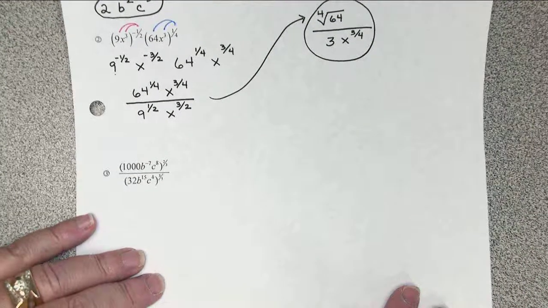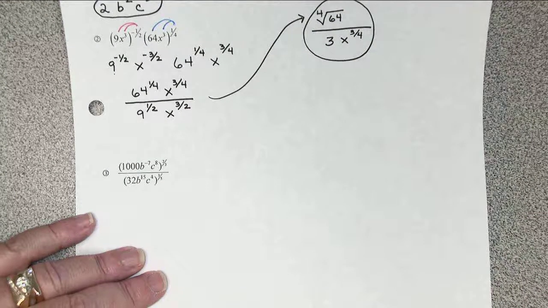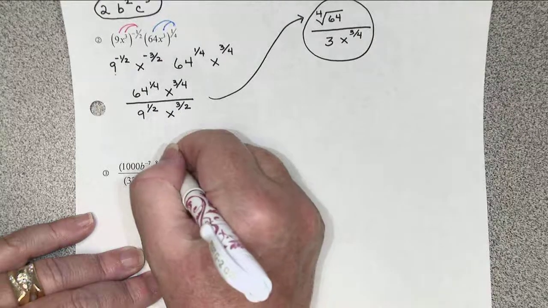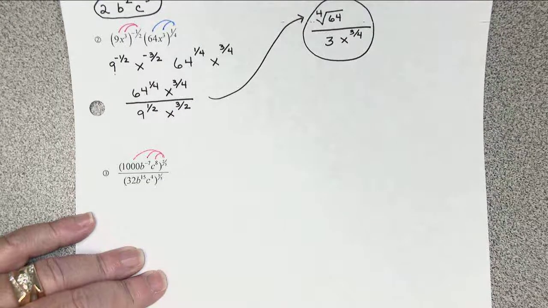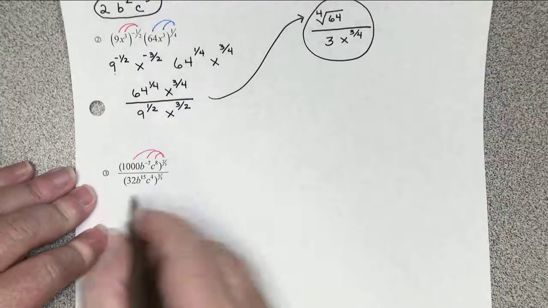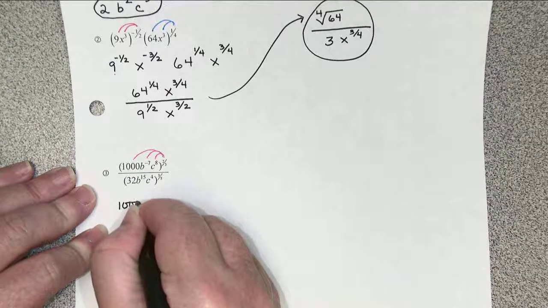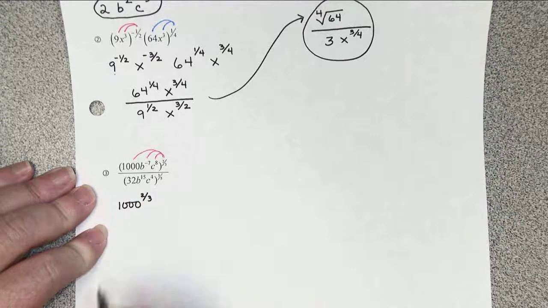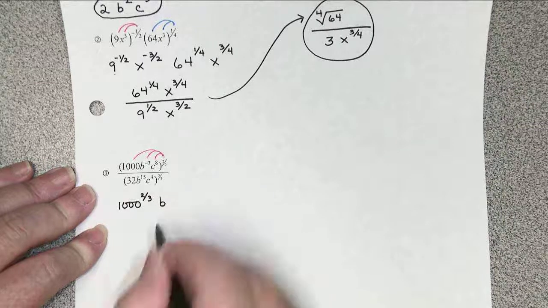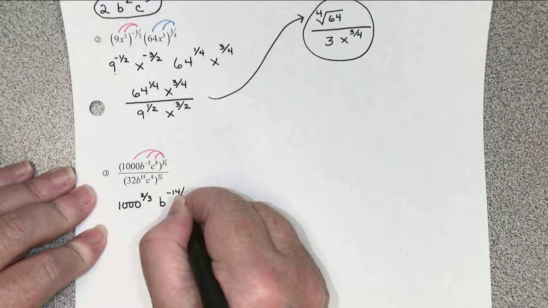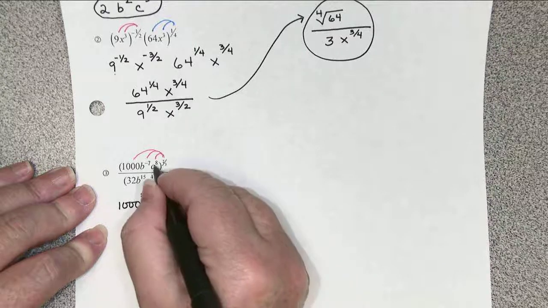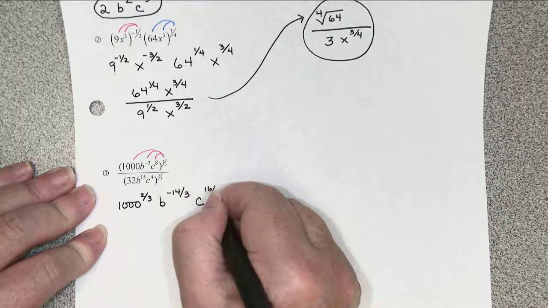All right, last example. On top, I've got a 2/3 power that applies to all 3 factors. So I'll have 1,000 to the 2/3, b to the negative 14/3, and c to the 16/3.